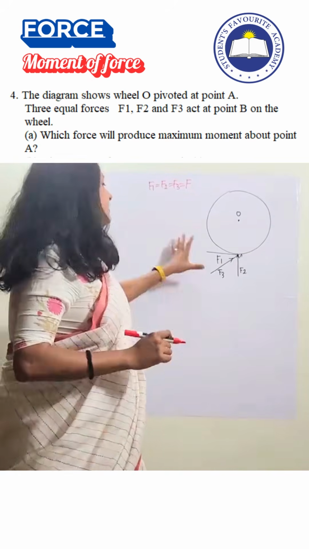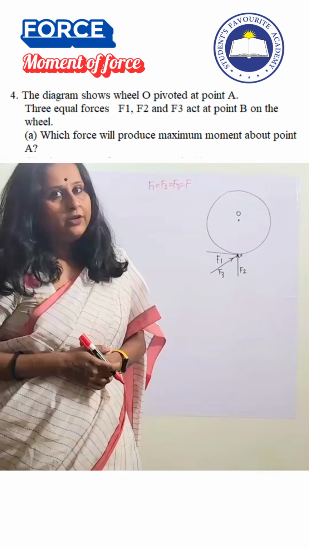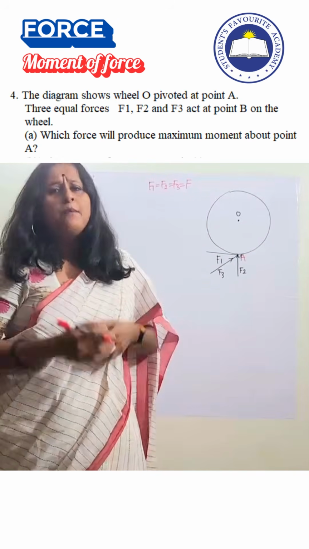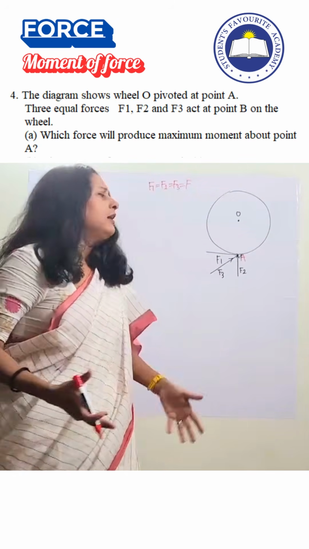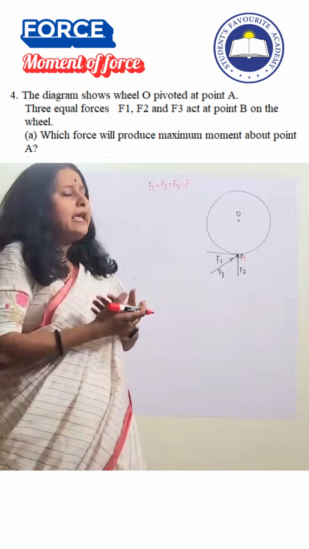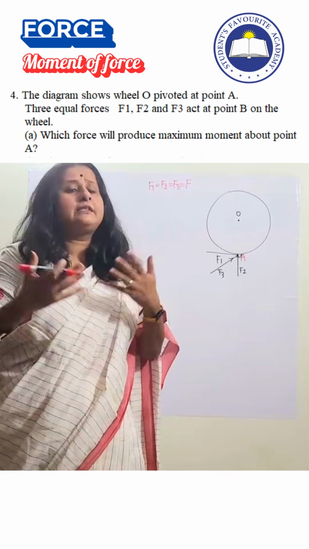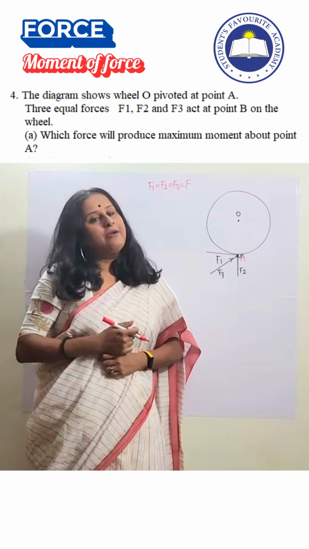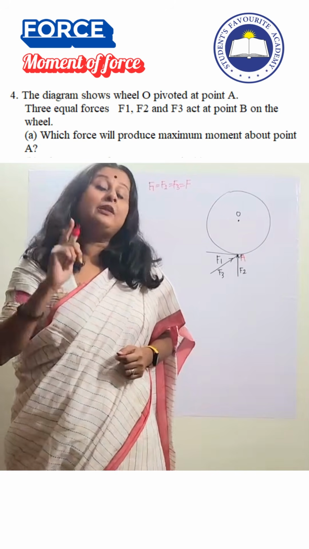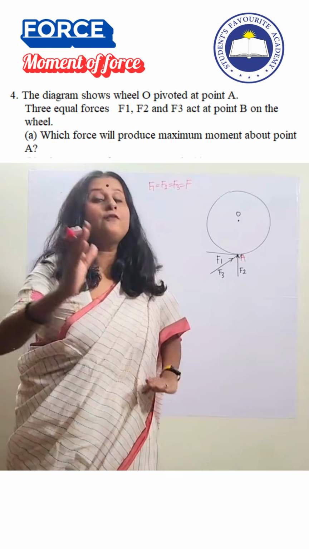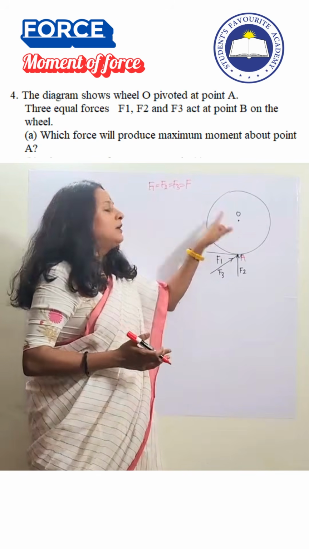Now we know that these three forces are equal in magnitude. They are also acting at the same point. Let's call this point A. Most of the students would think that since they are acting at point A, they will have the same effect, the same turning effect, but that's wrong. We should not always rely on the point of application of force. Rather, we should rely on the shortest distance of the line of action of force from the pivot.